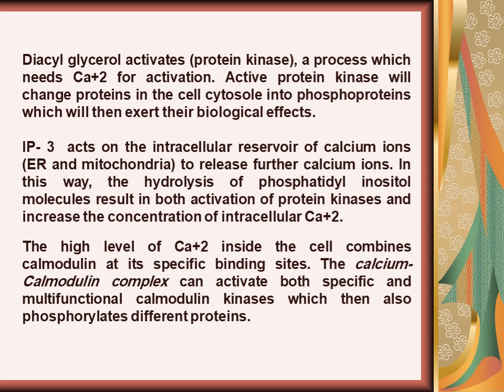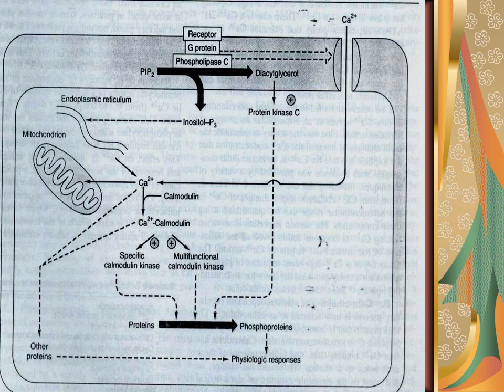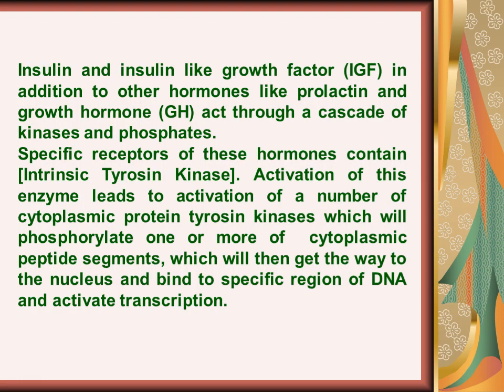Inositol triphosphate acts on the intracellular reservoir of calcium ion that is present in the endoplasmic reticulum and mitochondria to release further calcium ion. In this way, the hydrolysis of phosphatidyl inositol molecule results in both activation of protein kinases and increase in the concentration of intracellular calcium. With the high level of calcium inside the cell, calmodulin binds calcium at its specific binding sites, and the calcium-calmodulin complex can activate both specific and multifunctional calmodulin kinases, which also phosphorylate protein, as shown in this diagram, all the mechanism.